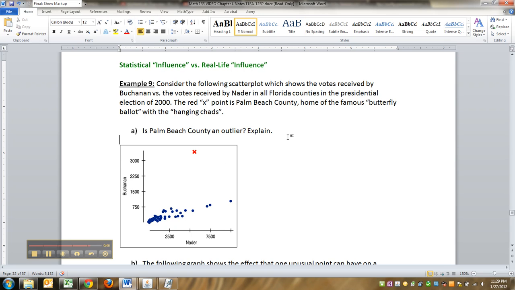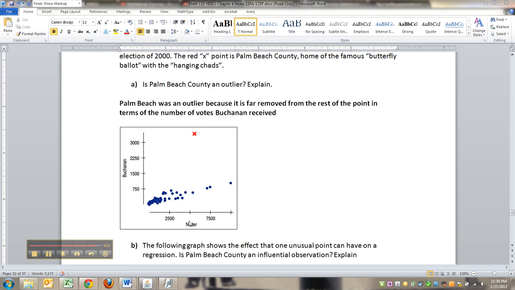So, for example, this is the Bush versus Buchanan votes in all counties in the presidential election of 2000. If you recall, that was the hotly contested Bush-Gore election that eventually went to the Supreme Court. And you can see which county, hopefully, was the one that the Gore and Bush camps were fighting over. It's this little red X right here. So let me type this up.